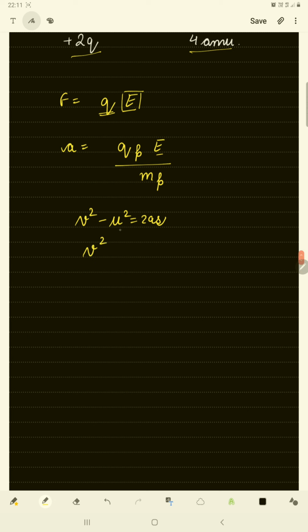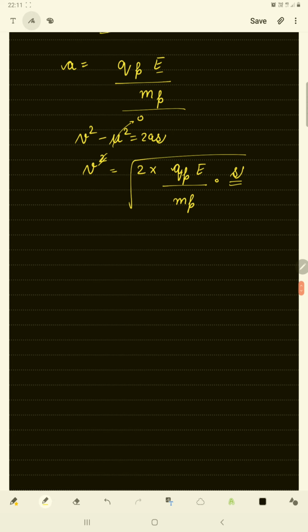So v square, taking u to be 0, since we are expecting the particle to start from rest, we have 2 into acceleration, that is q, the charge on the particle, times the electric field upon the mass of the particle, times the distance traveled by the particle. This would also be a constant, and we take the square root on both sides. So we have the velocity.